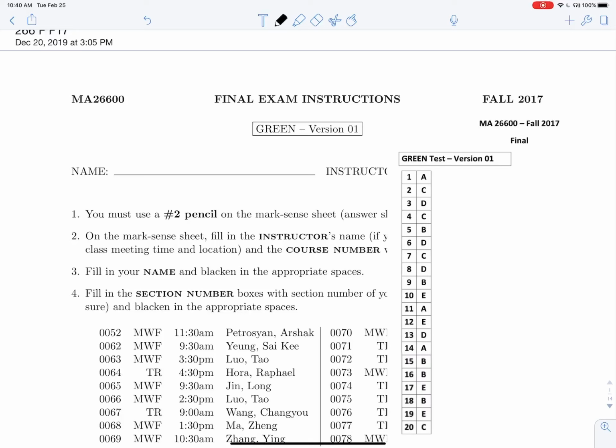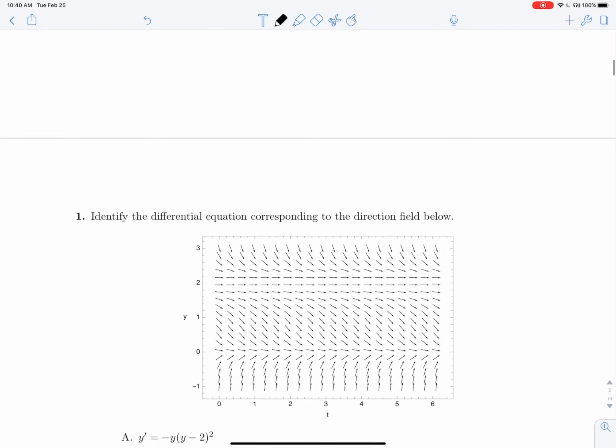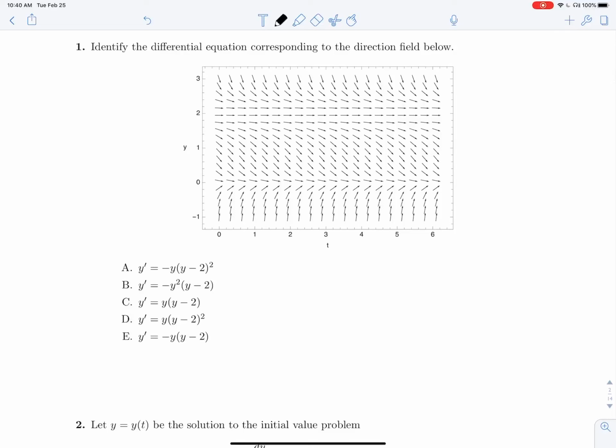So we are going through the fall 2017 final from a 266, only doing the bits that are applicable for the first midterm. Question 1, identify the differential equation corresponding to the direction field below. So we see that there are 2 points of stability. We have a semi-stable point at 2, where anywhere above 2 will tend down towards 2, and anything below 2 will tend down towards 0, which is a stable point.